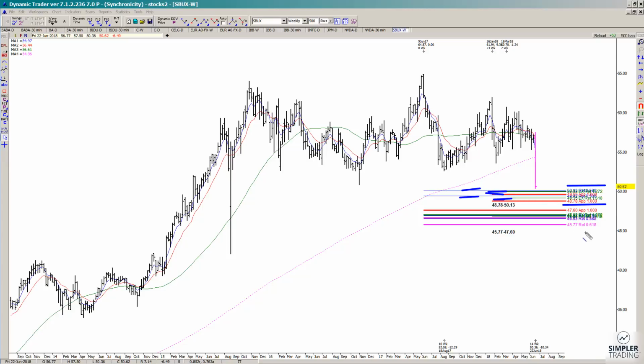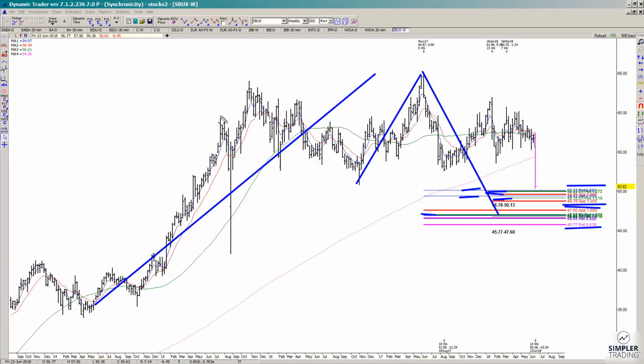Underneath that, I do have another cluster that comes in on this weekly chart between 4577 to 4760, including, you know, a 618 retracement of one of the major swings and an extension of another one of the major swings. We actually also have a 100% projection of this prior decline projected from this high and all that.